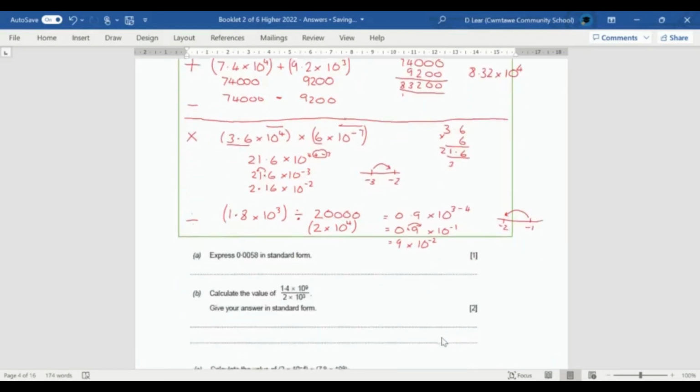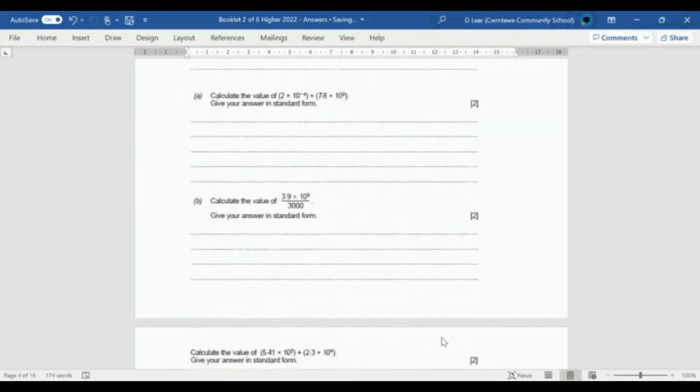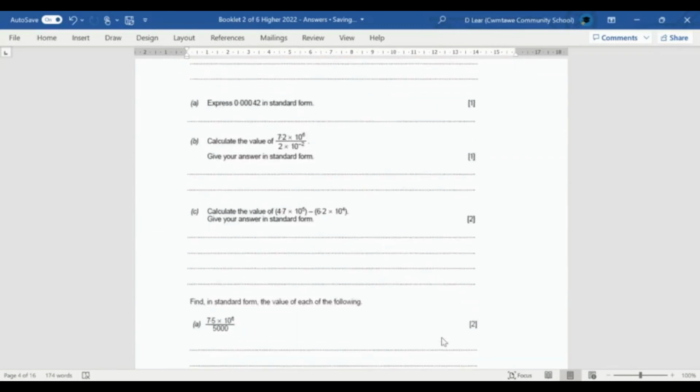Now I have a little practice at some of these questions. I don't think there are any tricky ones that I really want to pick out.